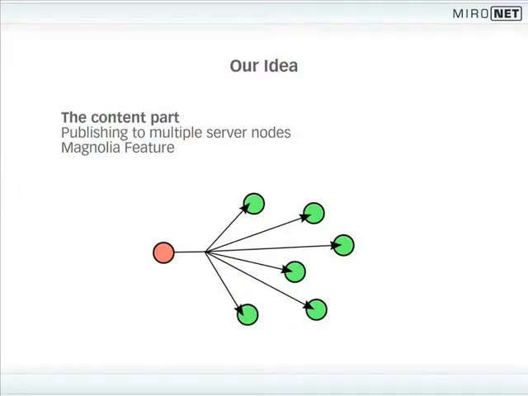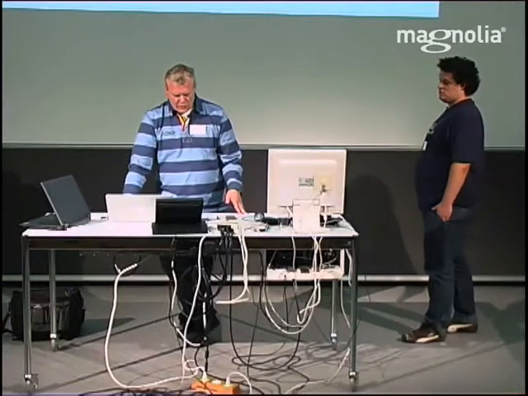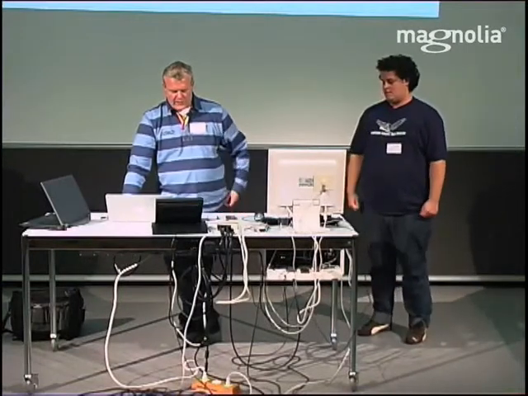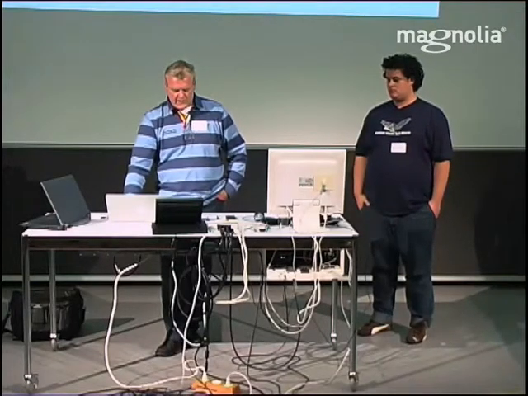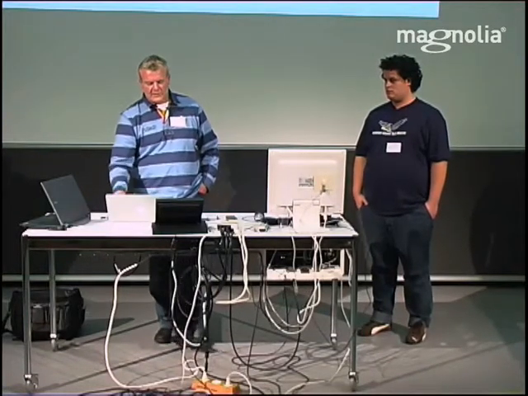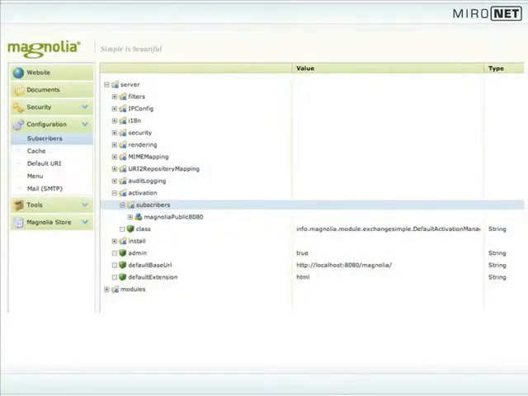As you all probably know, Magnolia CMS has this cool feature and ability of publishing content to multiple server nodes. An author instance can broadcast new or edited content to several public instances. This is used for load balancing installations, for instance. That's the most common setup we see today. We've had that for a long time. It's built in Magnolia, and it can be configured right within Admin Central under subscribers. So as I said, nothing new, old story, but let's just call this the content part.